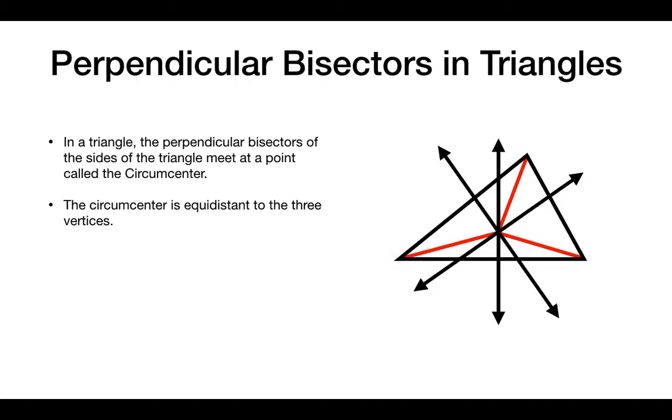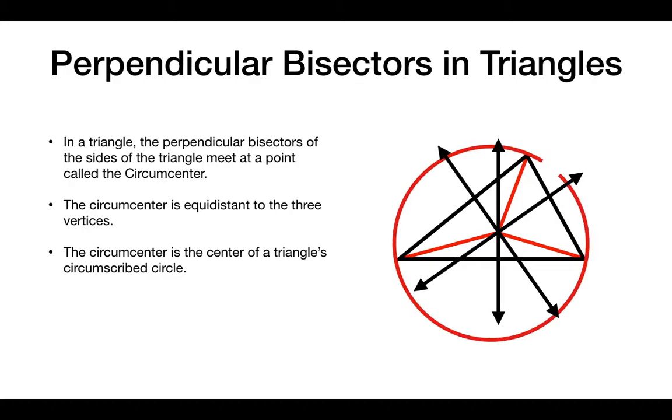Now you might be noticing that I'm calling it a center, and it's the same distance from three different points, kind of like the center of a circle is the same distance from every point on the circle through a radius. That's because the circumcenter is the center of the triangle's circumscribed circle.